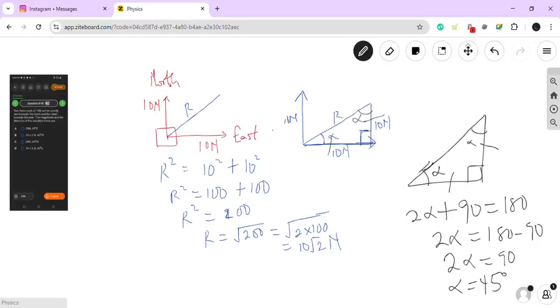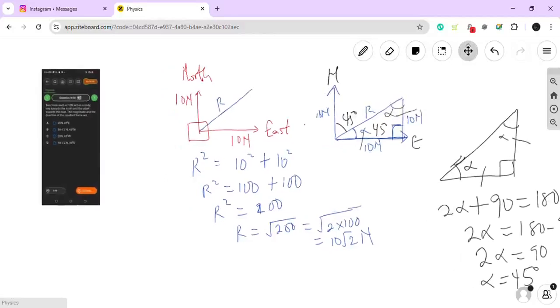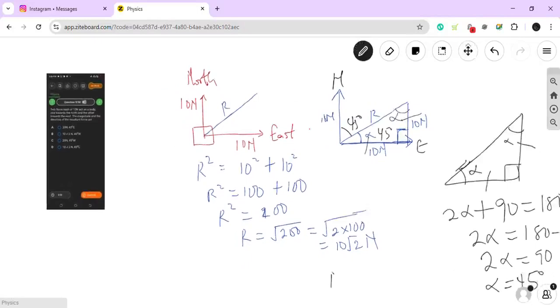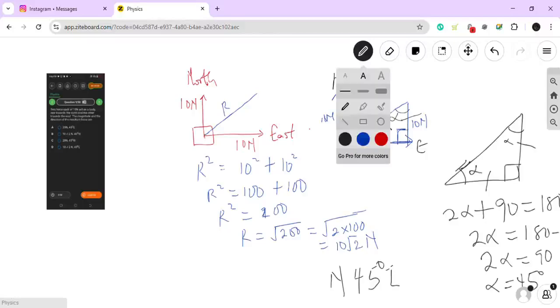Now alpha is 45 degrees, meaning that the remaining angle here also must be 45 degrees. Don't forget north and east. But what they want you to use here is a compass bearing. You know, we have two forms of bearing. We have the surveyor's bearing and the compass bearing. So if I want to pick the compass bearing now, it's going to be north. North must always be your reference point. So north 45 degrees east. I'm talking about this 45.